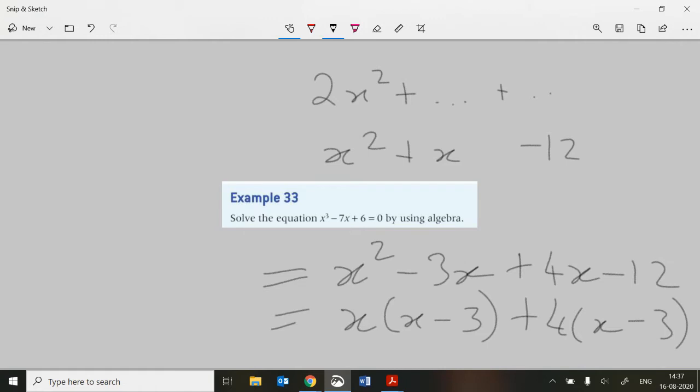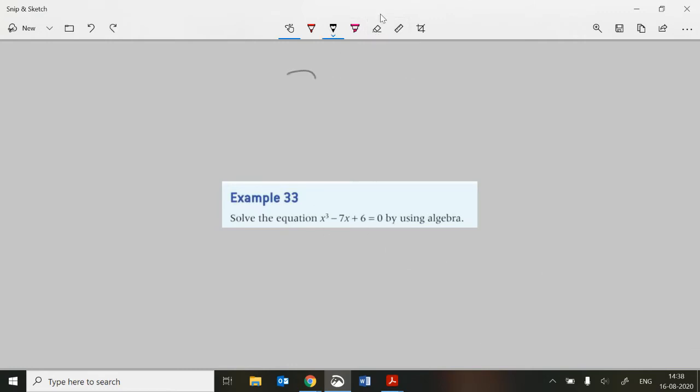And that's what we get there. And then now you can say we've got x plus 4 lots of x minus 3. Okay, now I'm suspecting that most of you don't do that, in which case you're not going to like what the book does. The book is saying x cubed minus 7x plus 6.